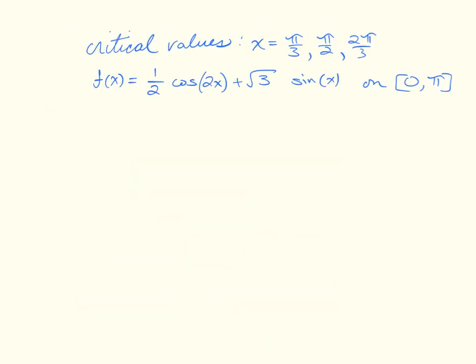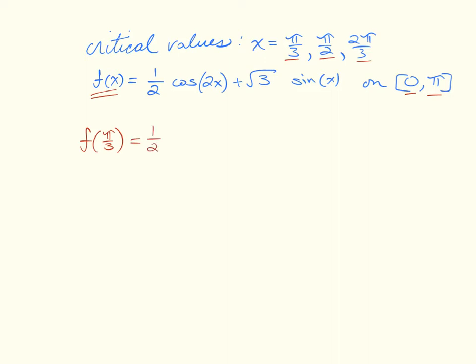From the previous page, I have the critical values listed out here, and the original function and the interval we are taking into consideration. So all that's left to do now is to substitute all of the critical values and the endpoints of the interval into the original function to find where the biggest and smallest numbers are. So we will first do f of pi over 3. For whatever reason, I usually work through the critical values first.